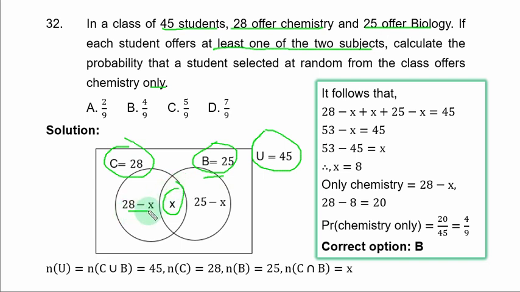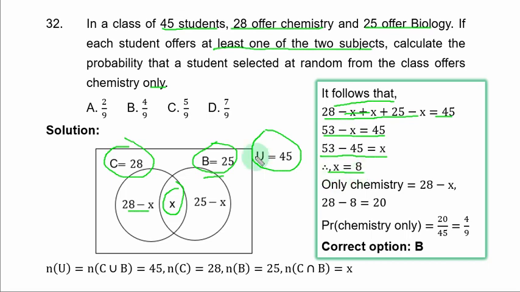Same thing for chemistry. And if you add everything in the subsets, it is equal to the universal set. So we have 28 minus S plus S plus 25 minus S equal to 45. These two disappear. If you add 28 to 25, you have 53 minus S equal to 45. You transfer S to the right hand side, it becomes positive. You transfer 45 to the left, it becomes negative. So you have 53 minus 45 equal to S. Therefore S is equal to 8.